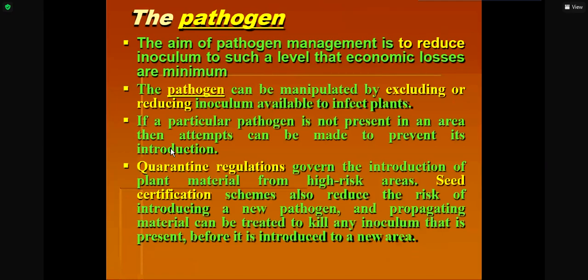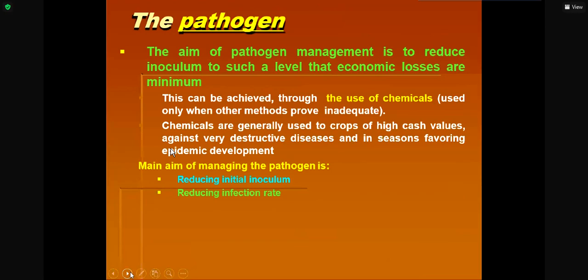And how can we control the pathogen? Can we convert virulent pathogen to avirulent pathogens? So what we can do, we can exclude the pathogen, or we can reduce the number of inoculum in the infected plant part or in the infected areas. And we can do it by quarantine, you can see, by seed certification scheme. I have already discussed. Okay. And we can apply the chemicals, pesticide, to kill the pathogen. By doing so, we can reduce the initial inoculum, or we can reduce the infection rate.